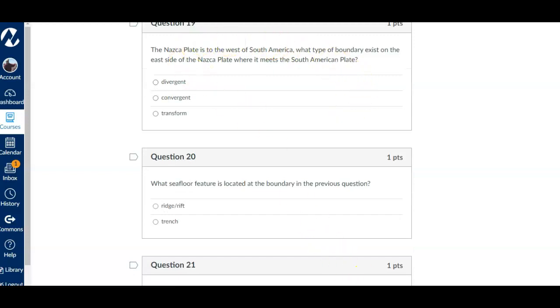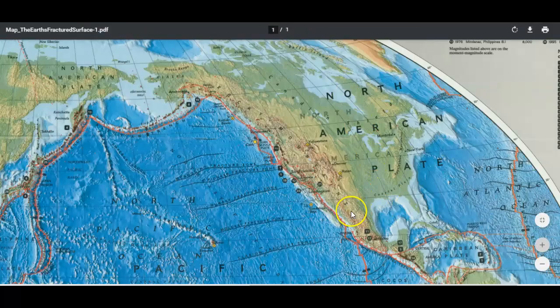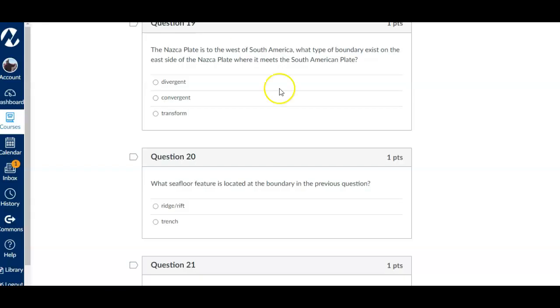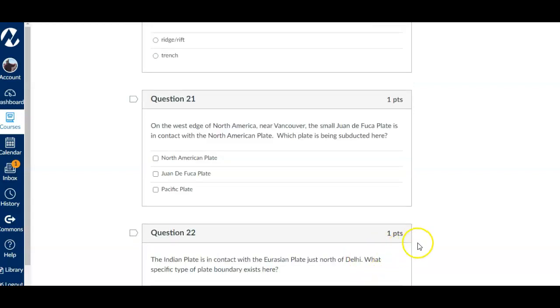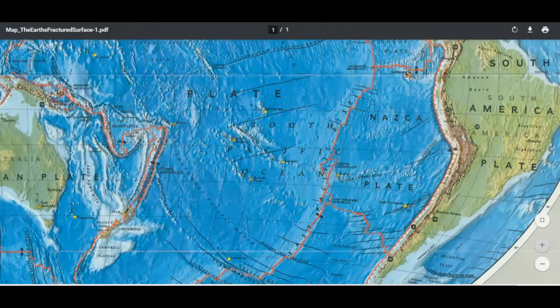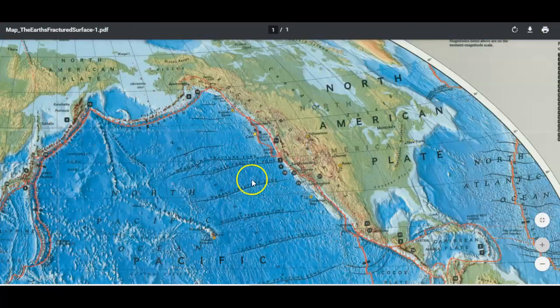The Nazca Plate, once again, let me help you out. So the Nazca Plate is off of South America here. If we drop down, here's the Nazca Plate, here's the South American plate. So you can answer some questions about that. What else? Okay, on the western edge, we can jump up and do that, right? So the western edge of the U.S., hopefully we can find that. Up here, here's the Juan de Fuca Plate, so we can look at that.